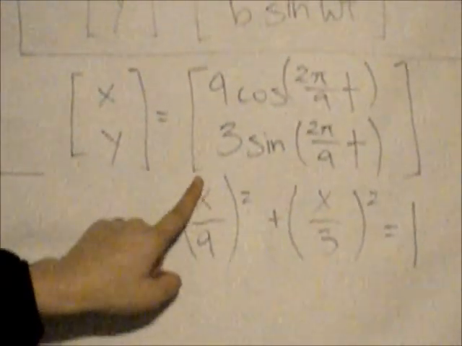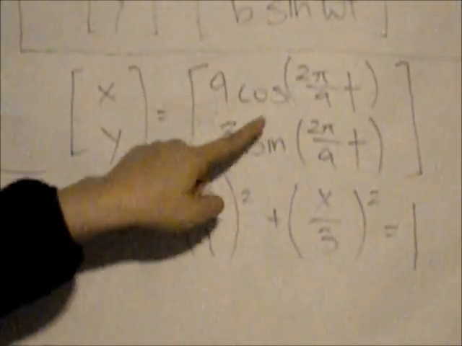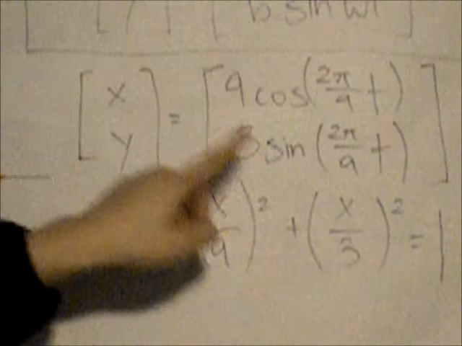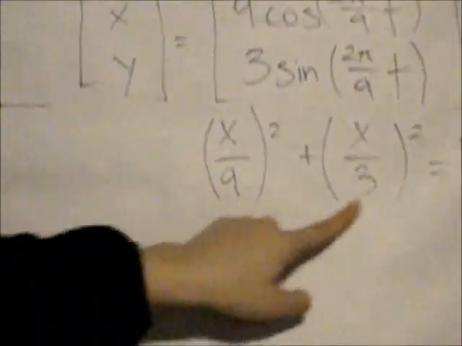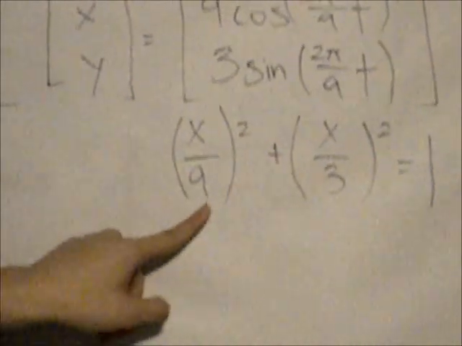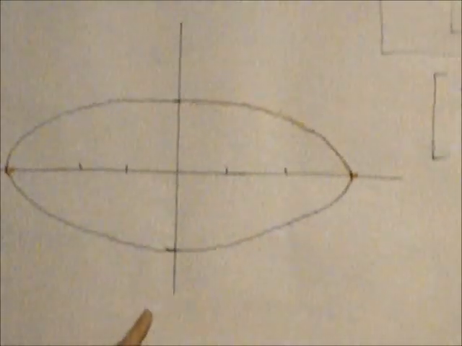This is our example today, because the numbers are pretty simple and easier to find. It's 9 cosine (2 pi over 9)t and 3 sine (2 pi over 9)t. This is the equation of our ellipse. It's probably the simplest you can find. It ends up being the major axis on the x-axis and the minor axis on the y-axis.